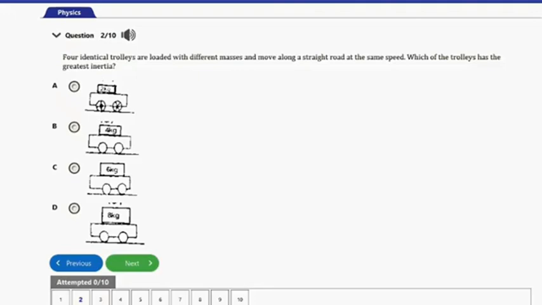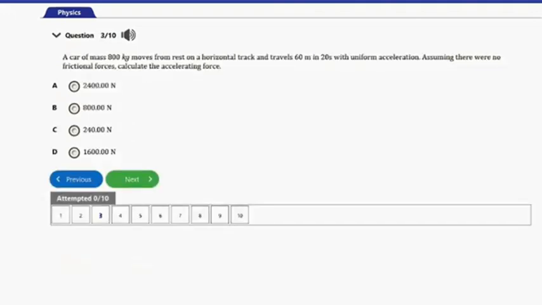So let's go ahead and consider the next question, guys. So we have here question number 3. A car of mass 800 kg moves from rest on a horizontal track and travels 60 meters in 20 seconds with uniform acceleration. Assuming there were no frictional forces, calculate the accelerating force.